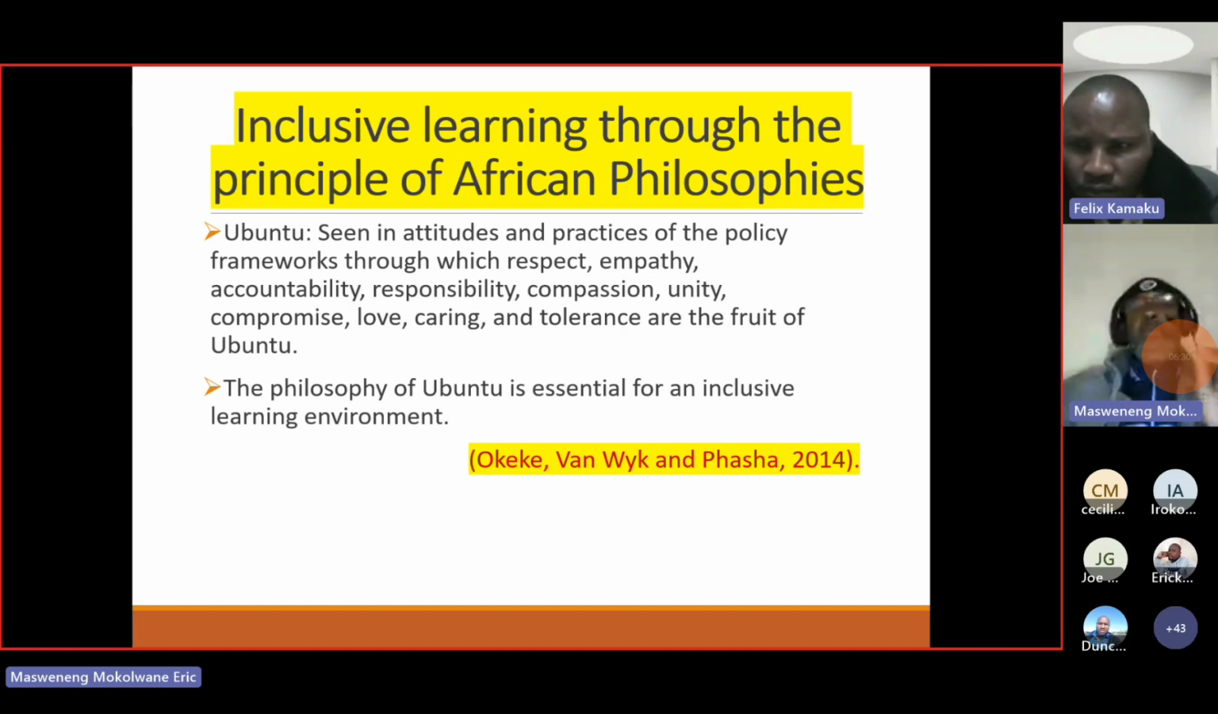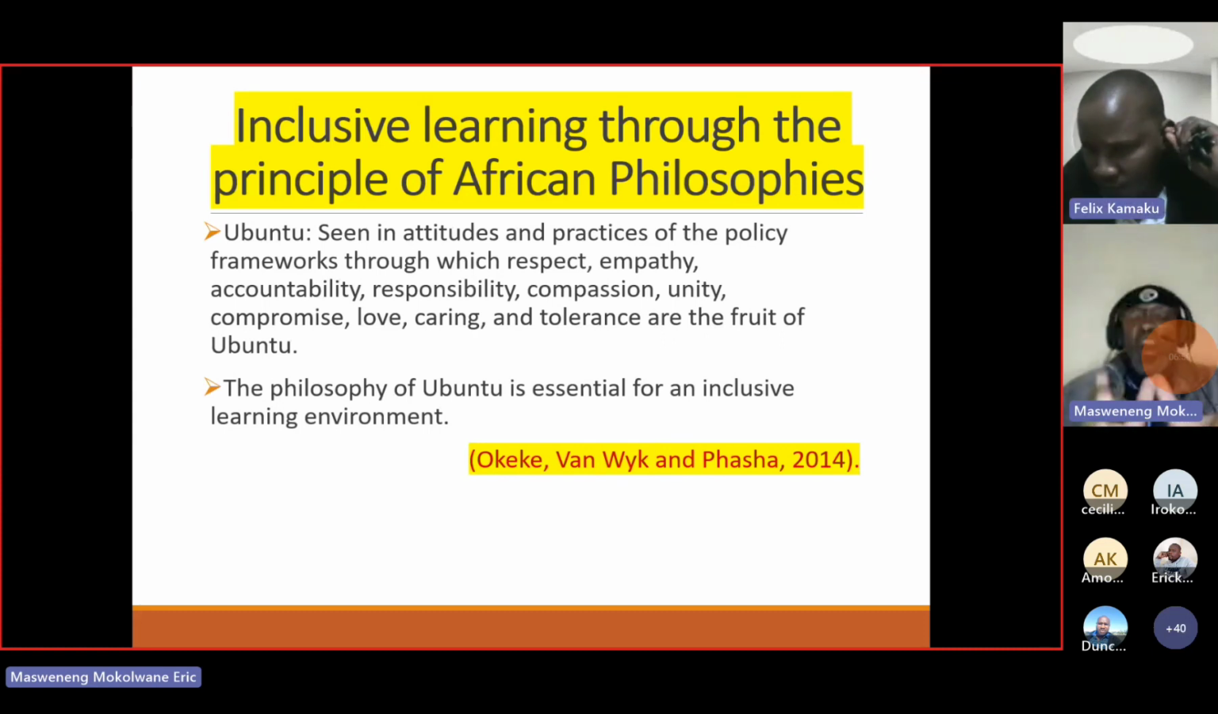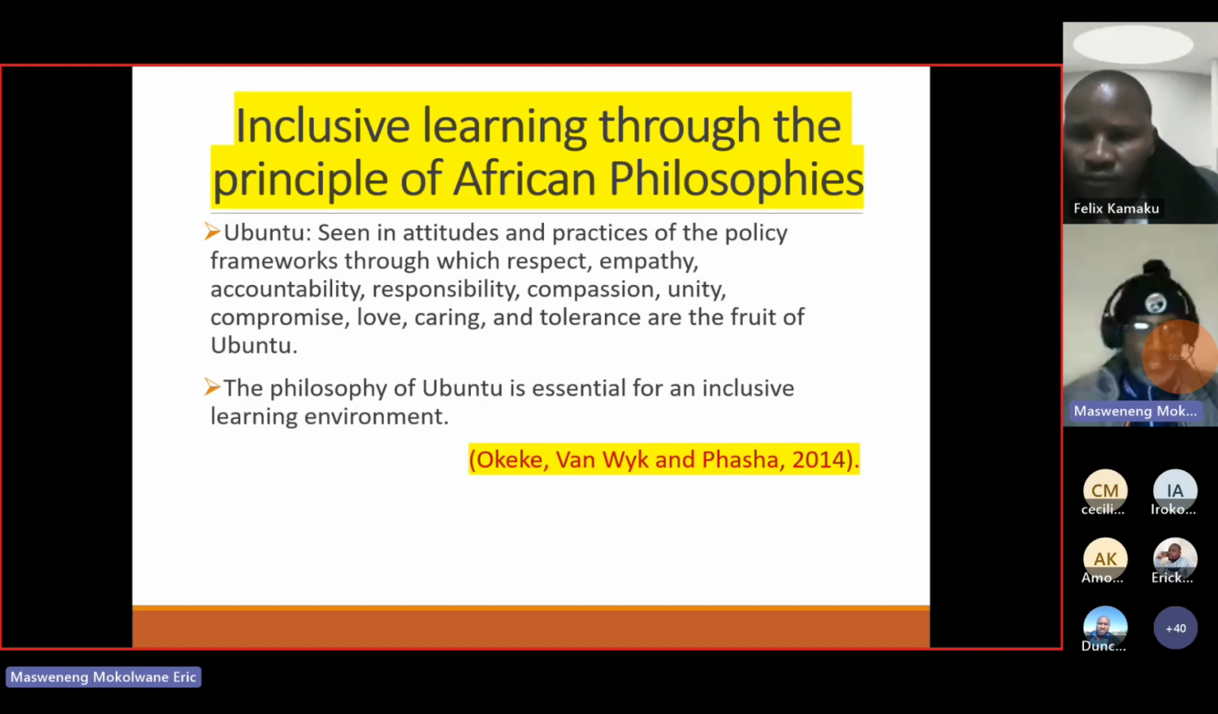Now, this Ubuntu is seen in the attitudes and practice of the policy frameworks through which respect, empathy, accountability, responsibility, compassion, unity, compromise, love, caring, and tolerance are the fruit of Ubuntu. So if a teacher has all of this, if everyone within the mainstream has all of this, then inclusive learning will be undertaken without hindrance, without barriers. And learners will learn without barriers as well.